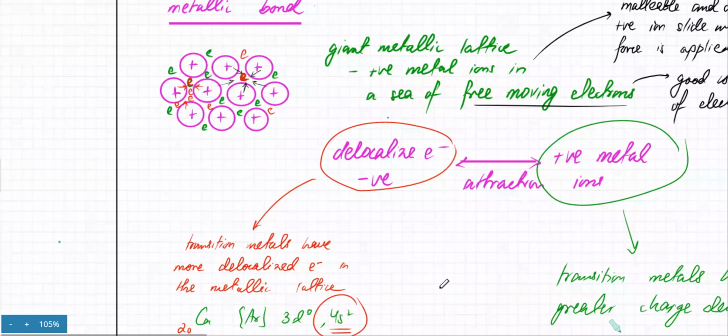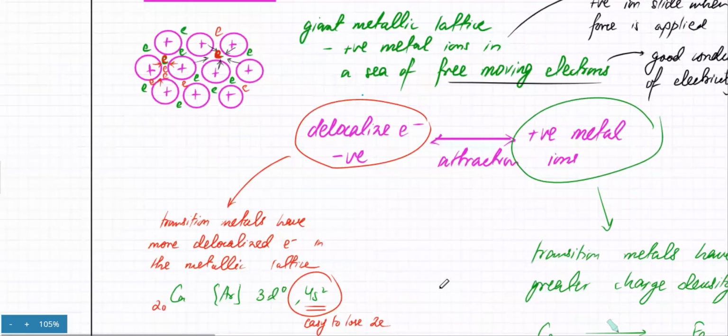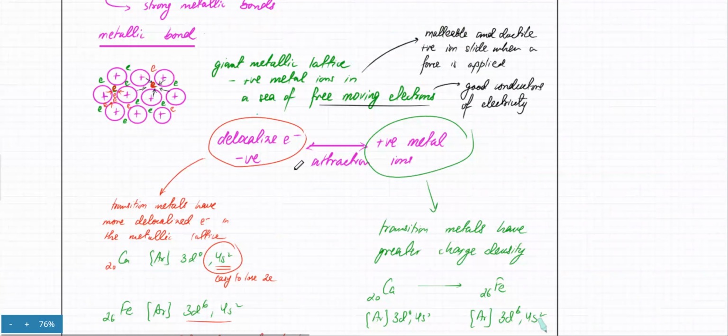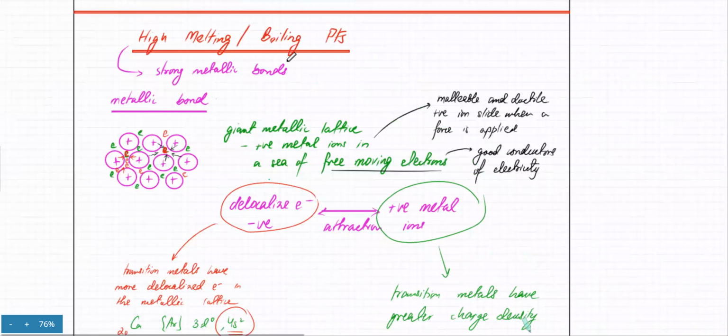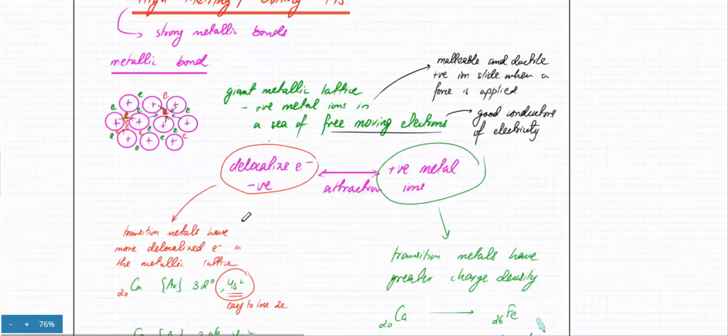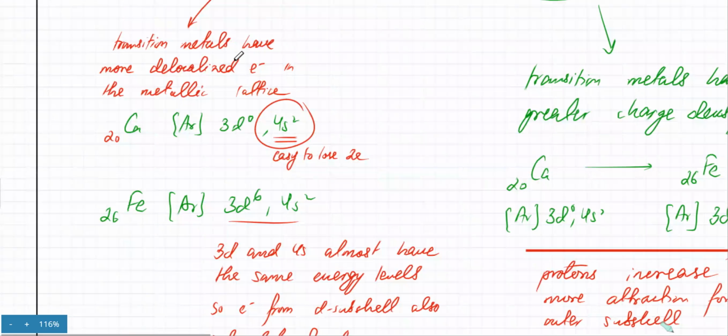So I'll just sum up everything. Why do transition metals have high melting and boiling points? Simply because they have strong metallic bonds. This is a typical metallic bond: positive ions and a sea of free moving electrons. How do you increase the strength of a metallic bond? You can increase the amount of delocalized electrons. I said that transition metals have more delocalized electrons because the 3d and 4s almost have similar energy levels.